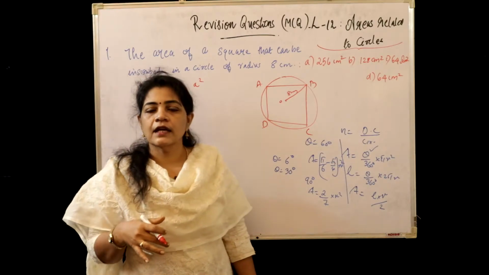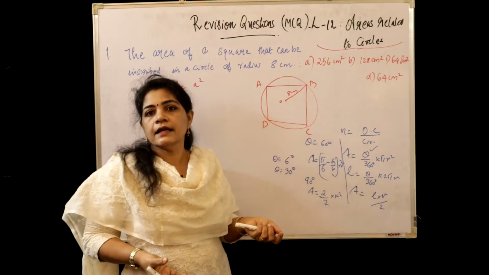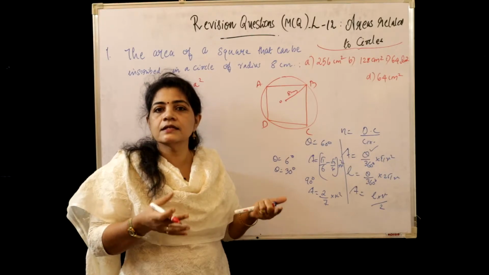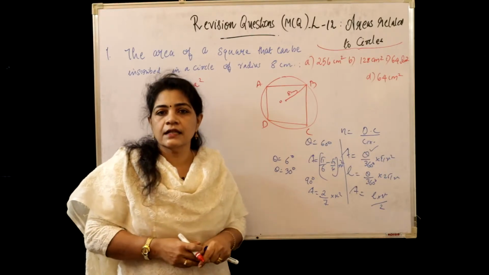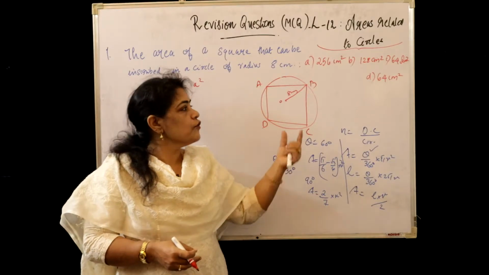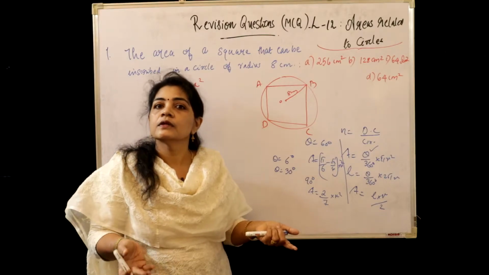Small a is the side. That means we have to get the side, then only you can calculate its area. And we have the question in which a square is inscribed in a circle. For that, children, can you find out the diagonal of the square? From the figure it is clear that the diagonal of a square is equal to the diameter.